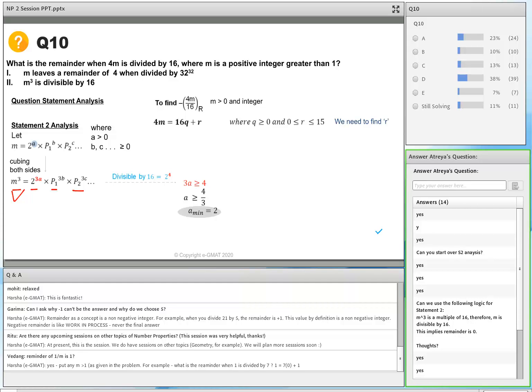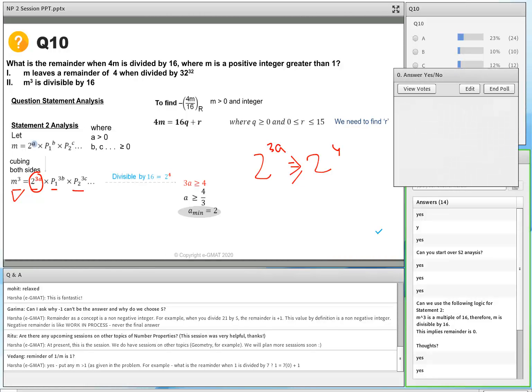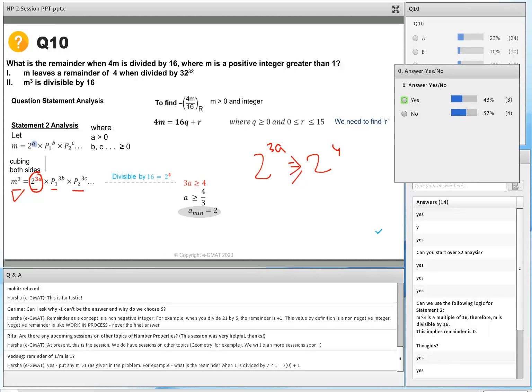So 2 to the power 3a is either equal to 2 to the power 4 or greater than 2 to the power 4. Only then I can say that m to the power 3 has a 2 to the power 4 in it. Is this clear to all of you? Mark a yes if this is clear. 2 to the power 3a definitely then has to contain a 2 to the power 4 inside it. Again, if you have any question on this, write that down in the Q&A. I will take that.